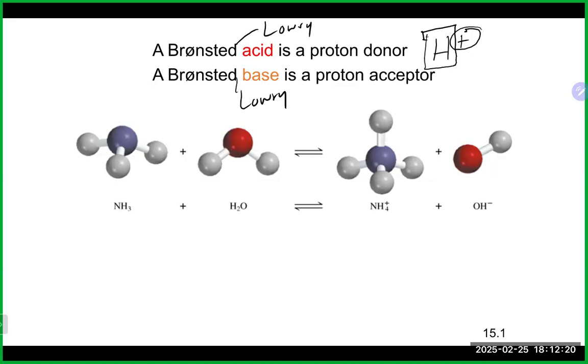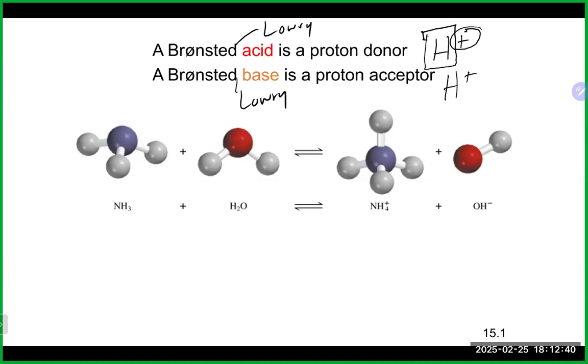So you've got to make sure you take into account how the charges of everything change as they gain or lose that. And again, sometimes people just focus on the hydrogen being gained or lost rather than what happens with the overall charge. A Bronsted-Lowry base is a proton acceptor. So once again, it's going to accept our H plus.